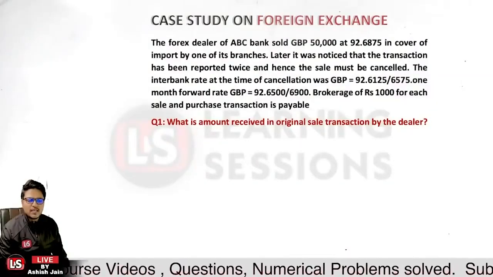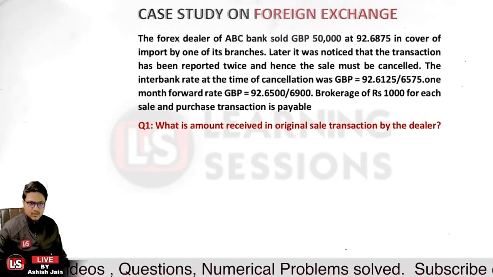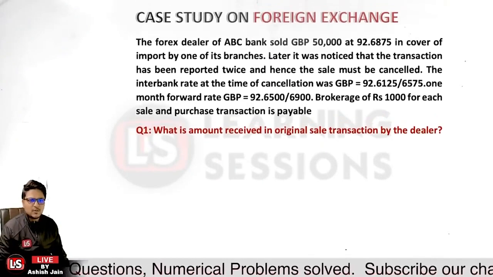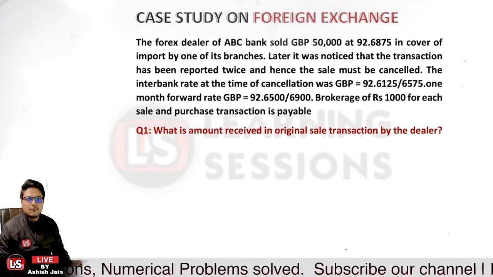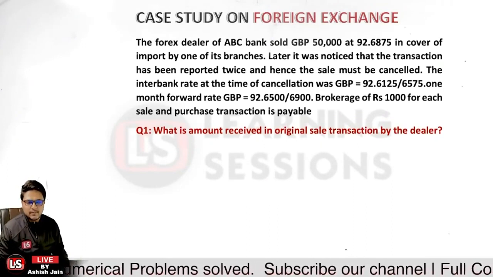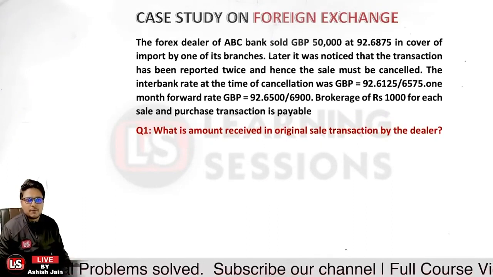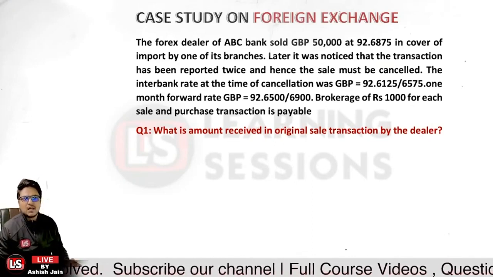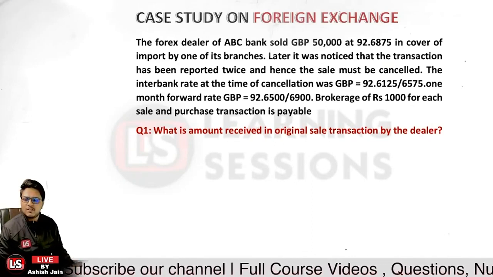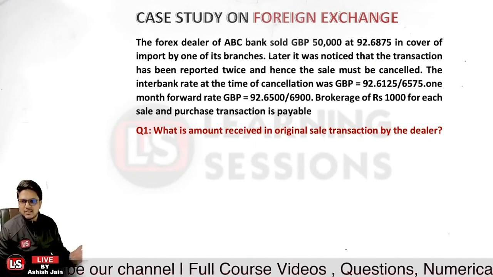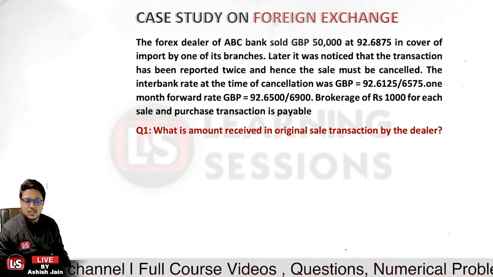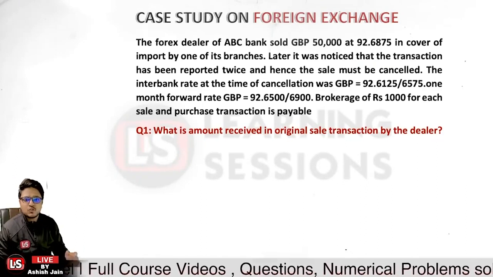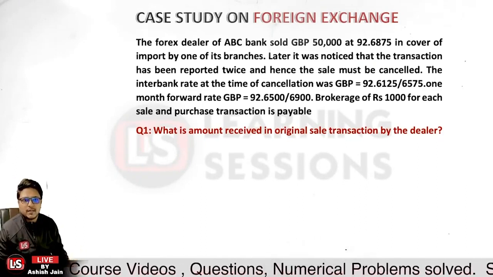So it is related to the case study on foreign exchange. So let's solve this case study based upon the foreign exchange itself. It says the forex dealer of ABC Bank sold GBP 50,000 at 92.6875 in a cover of import by one of its branches. So it means there is an import by one of its branches, and keeping that in mind, they have sold 50,000 Great Britain pounds.